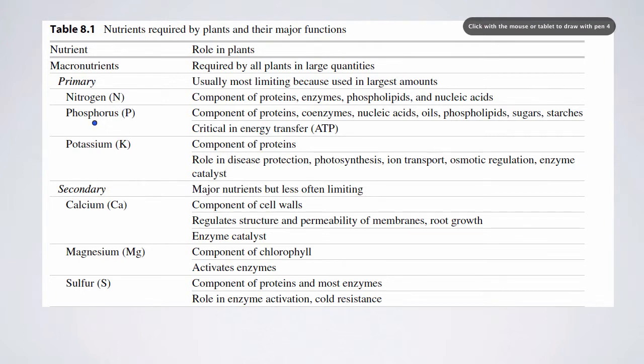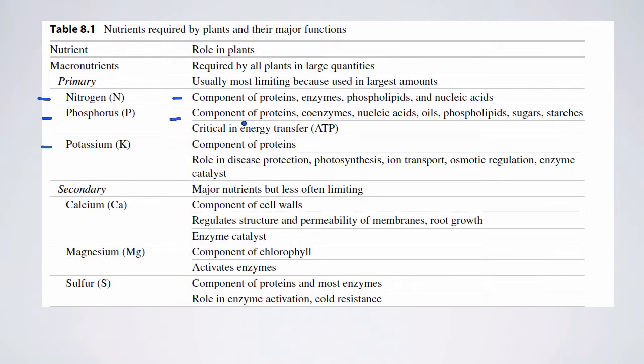are needed by plants. And we talked about how nitrogen, phosphorus, and potassium are the primary macronutrients. So these are the ones that are needed in the largest quantities. But if something is essential, it doesn't necessarily matter whether you need something more or less. They're all needed. So nitrogen is a component of proteins, enzymes, phospholipids, and nucleic acids. Almost everything except those carbohydrates and carbohydrate-based substances require nitrogen to one degree or another.